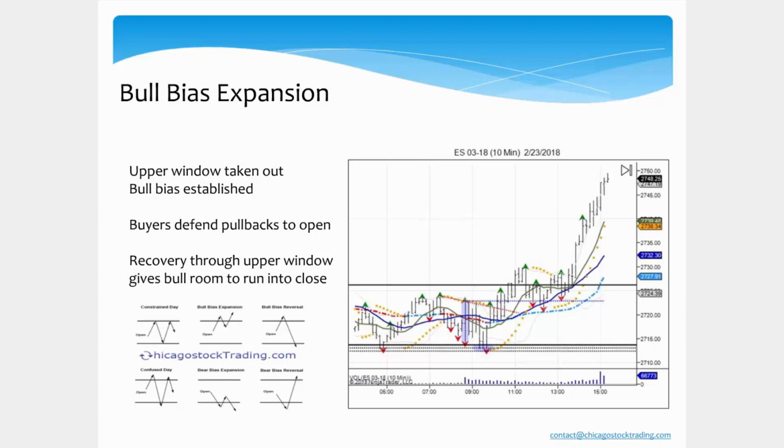So again, when the bias is established, I don't necessarily get long right away. It gives me the idea to buy pullbacks. And if I'm looking to be a contrarian, then I'll look for the bias to be established and the market to pull below the volatility window. So those buyers get trapped and I'll sell the retest.